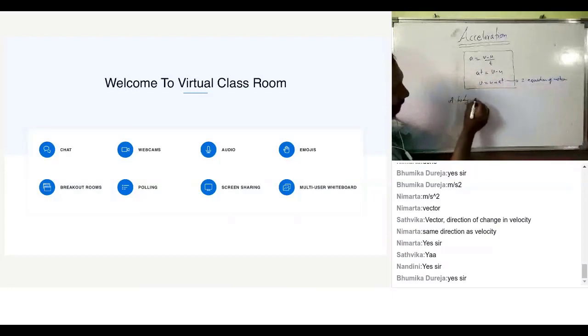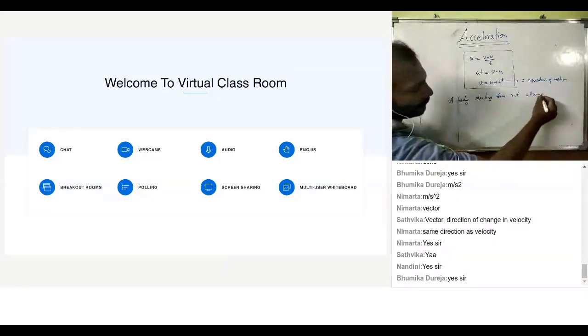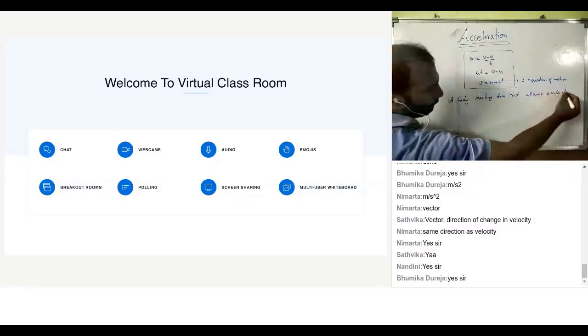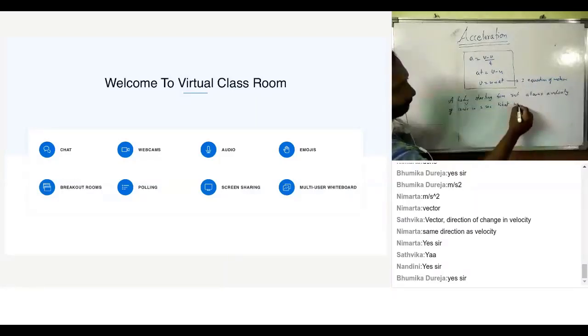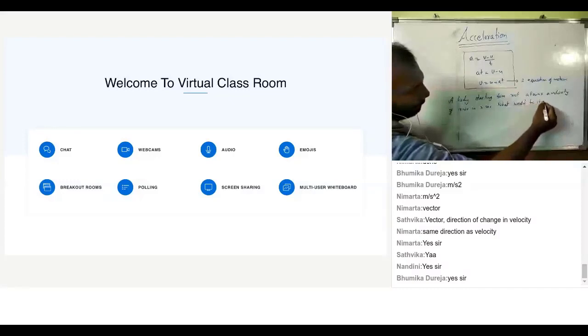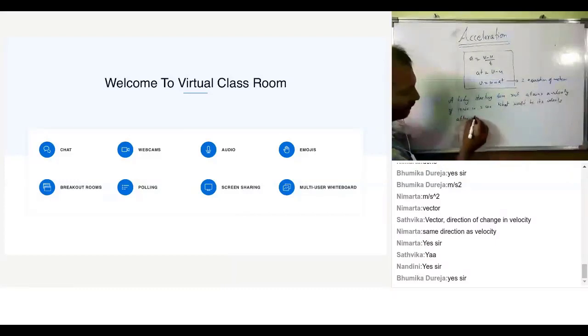A body starting from rest. So what does starting from rest mean? The initial position is 0. So initial velocity is 0, right? Attains a velocity of 10 meter per second in 2 seconds. What would be its velocity after 5 seconds from the start?